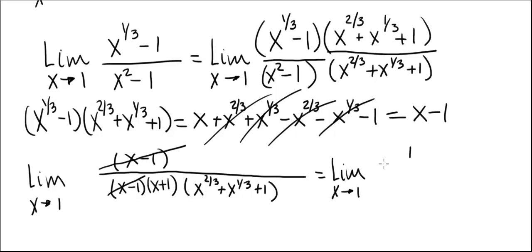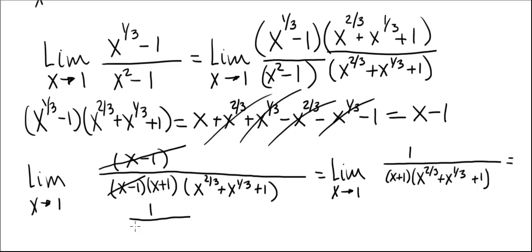We're left with the limit as x approaches 1. Only 1 is left in the numerator. In the denominator we have x plus 1 times x to the 2/3 plus x to the 1/3 plus 1. Let's plug in 1 for x. We see that the numerator is 1, the denominator 1 plus 1 is 2, and then 1 to the 2/3, 1 to the 1/3 plus 1 is 3, so the denominator is 2 times 3. The final answer, this limit, is 1 over 6.